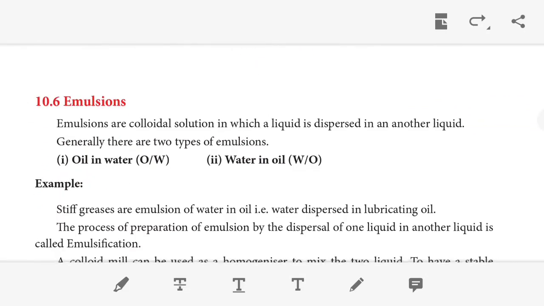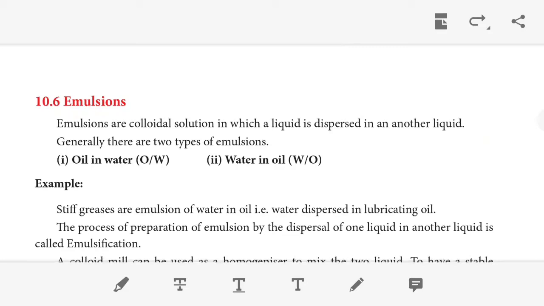The next topic is emulsion. What is an emulsion and what are the types of emulsion? First, what is an emulsion? An emulsion is a colloidal solution in which a liquid is dispersed in another liquid. It is called an emulsion.